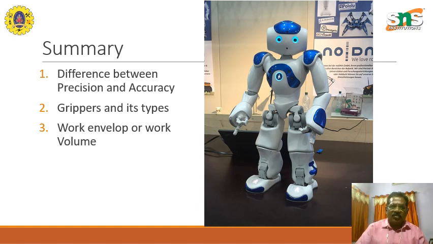Let's summarize and then close this episode. We looked at the difference between precision and accuracy. We looked at the various grippers and the types of grippers, the mechanical grippers or the hydraulic grippers, etc. Then the work volume or the work envelope. In the next episode, we'll talk more about the operation envelope.